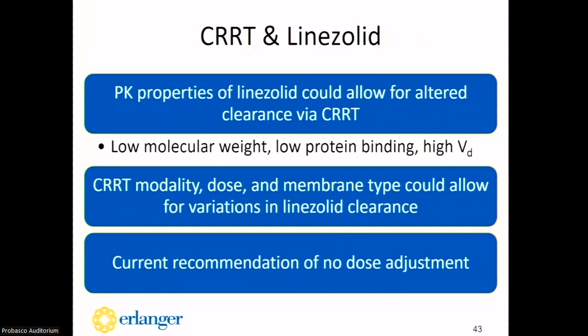So next, I wanted to talk about CRRT in linezolid because the pharmacokinetic properties of linezolid could allow for the altered clearance of it via renal replacement therapy. Because the drug has a low molecular weight, like we talked about very early in the presentation, it's about 30% protein bound, and it has a very high volume of distribution. CRRT modality, dose, and membrane type could allow for variations in linezolid's clearance. And then lastly, in current practice, there is no recommendation of dose adjustment for the drug and for patients on CRRT.